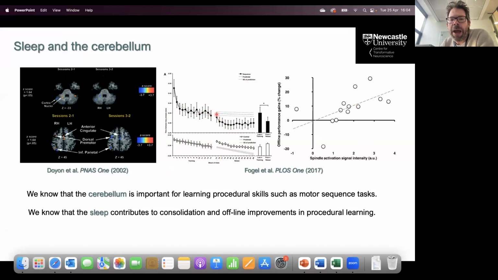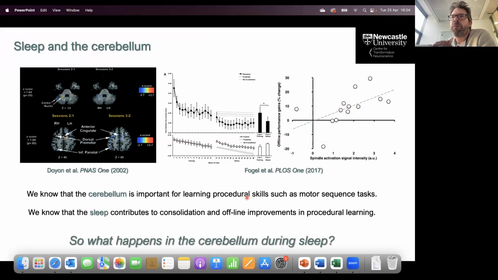Interestingly, the amount of this offline gain during sleep is proportional to the amount of sleep spindle activity. These are fast, roughly 10 hertz oscillations seen in the neocortex during stage 2 sleep predominantly. So it seems the more sleep spindle activity there is, the more offline gain of skill during the night. And this leads to a relatively obvious question.